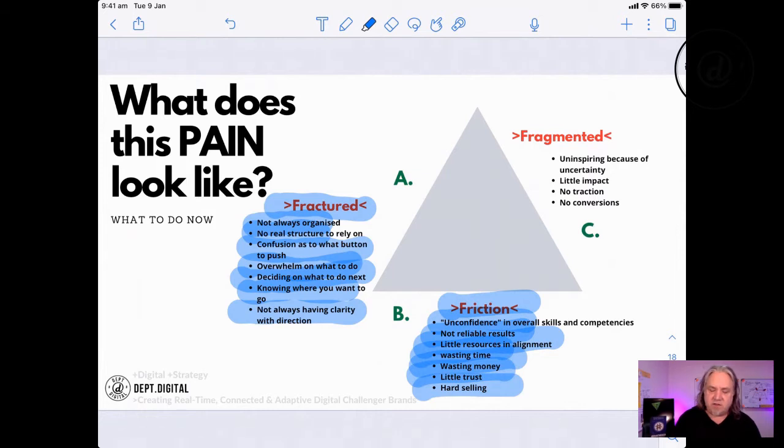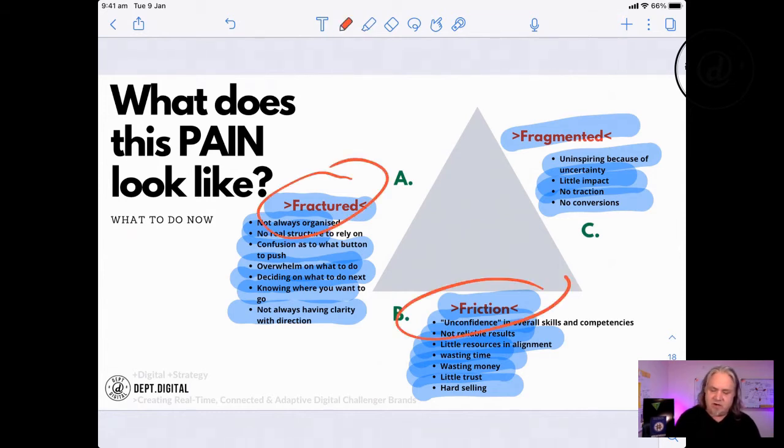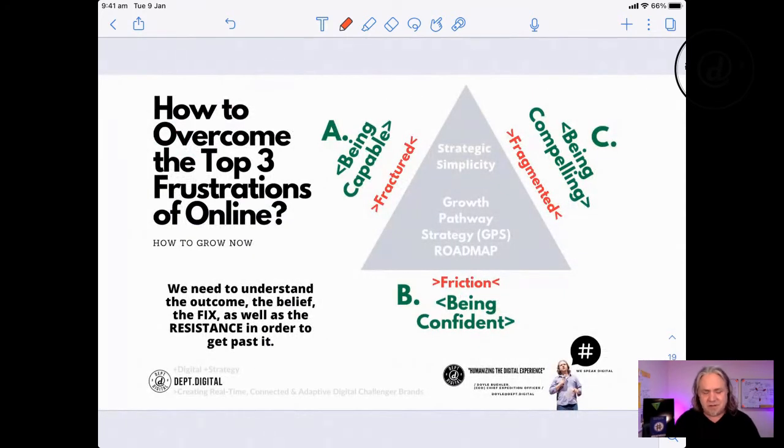And then finally, what does this look like? The pain of being fragmented, uninspiring, because of uncertainty, little impact, no traction, and no conversions as well. Does that make sense? Those are the key pains, the key frustrations: being fractured, creating friction, and then feeling fragmented as well. All right, so how do we overcome these?